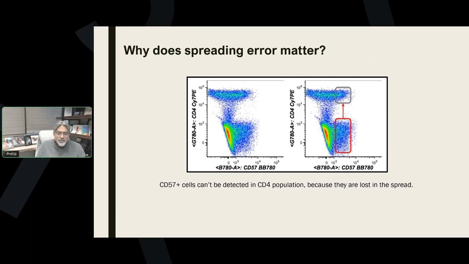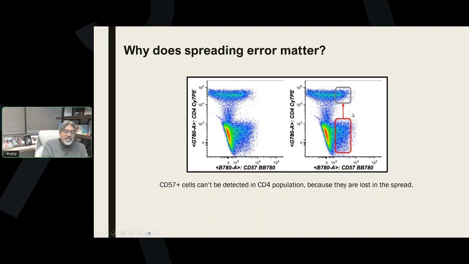Why does spreading error matter? Well, as you can see here, we've stained with CD4 versus CD57 on two colors where there's a lot of compensation, and so a lot of spreading error is revealed. And to make matters worse, they're far red fluorochromes, and so the photon counting error is typically high. And then to make matters even worse, the signal for the CD4 Cy7PE is really, really bright here.